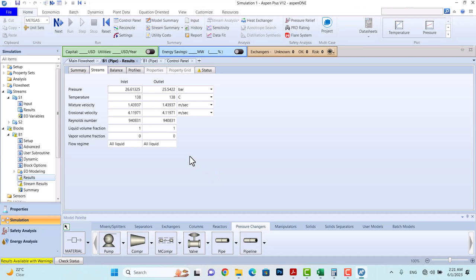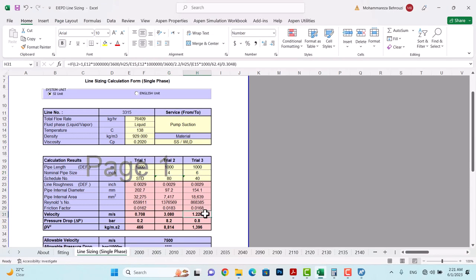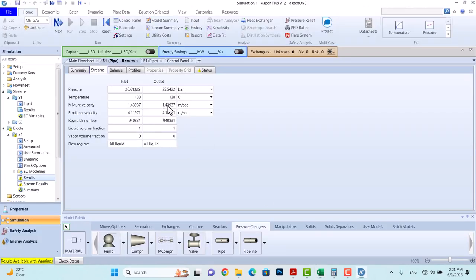So again, based on Aspen Plus and Excel sheet, we can understand that the 6-inch is also not suitable for this pipe. Of course, the decision based on Aspen Plus is much easier, because if you look at this value, it is kind of critical, and sometimes we might accept 6-inch, but based on Aspen Plus, the velocity is really more than 1.2, which was the maximum velocity for 6 inches. So it is easier to make decisions based on Aspen Plus. But how about 8 inches? 6 inch was not good. 4 inch was not good. And we have to increase it.